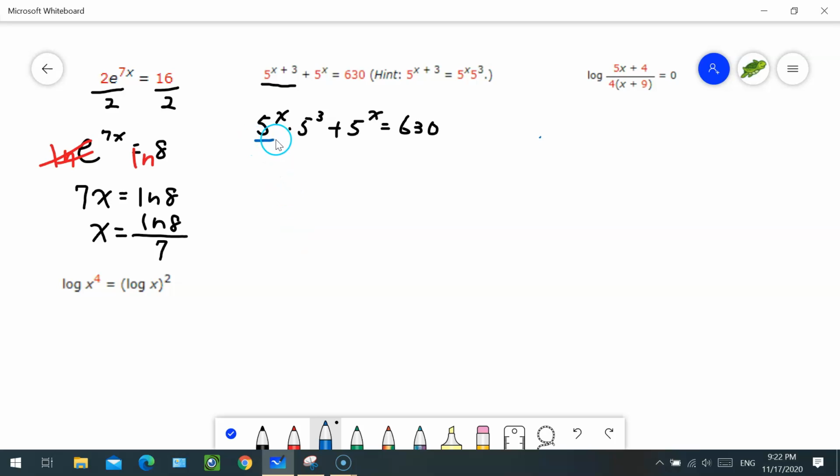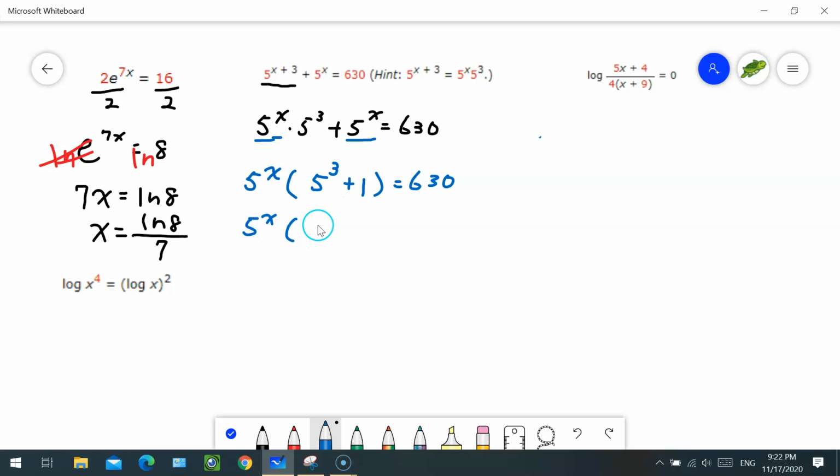Now can you see this? Both of the terms here have the common factor of 5 to the power x. So I'm going to bring the 5 to the power x to the outside. And then the first term, I still have the 5 to the power 3 left. The second term, I still have the 1 left. And now equals 630.